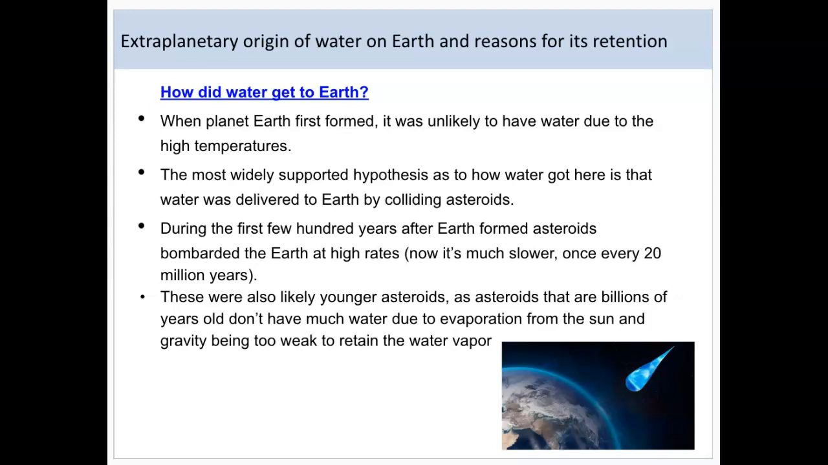These were also likely to be younger or newer asteroids, as asteroids that are billions of years old don't have a lot of water still within them because it will evaporate from the sun or due to gravity being too weak around the asteroid, which means it wouldn't be able to contain the water vapor near the actual asteroid.